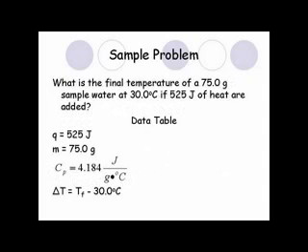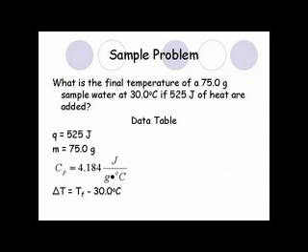Well, we solved for heat, we solved for specific heat. Now let's solve for a final temperature. In this problem, what is the final temperature of a 75 gram sample of water at 30 degrees if we add 525 joules of heat to it?